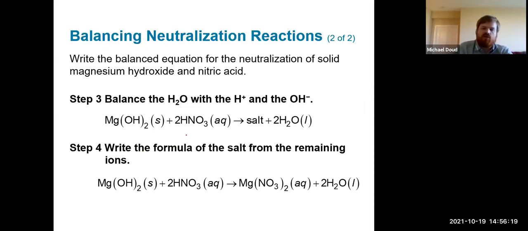And then finally, make sure that your salt, in this case, matches what you know, which is you have the magnesium ion and you have the nitrate ion. So of course, to balance the charges, it's got to be Mg(NO3)2.